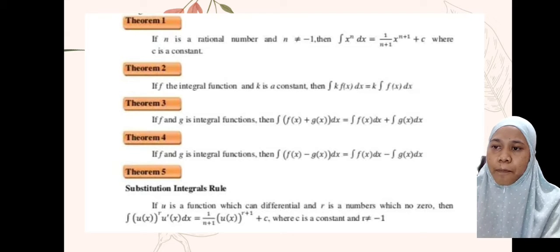Theorem 5. Substitution integral rule. If u is a function which can be differentiated and r is a number that is not zero, then the integral antiderivative operation of u(x) to the power of r times u'(x) dx equals 1 over r plus 1 times u(x) to the power of r plus 1 plus c, where c is a constant and r is not equal to minus 1.